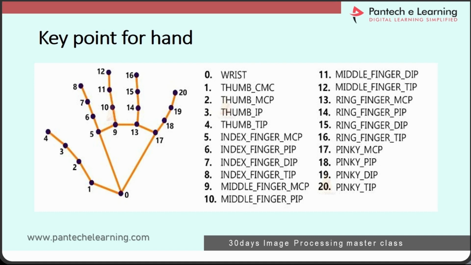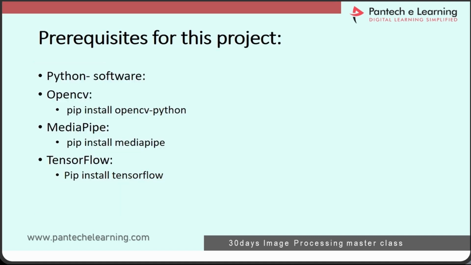Clear now? Yes. So what is the prerequisite for this particular project? We need Python software and also the OpenCV package, which we need to install in the terminal, that means the command prompt. If you are using Jupyter, we need to install in that particular terminal, and if you are using PyCharm, you need to go to the terminal and follow this kind of procedure. MediaPipe is a framework for hand detection, and TensorFlow is helpful for working with a model. So OpenCV, MediaPipe, TensorFlow, and Python software are very necessary.